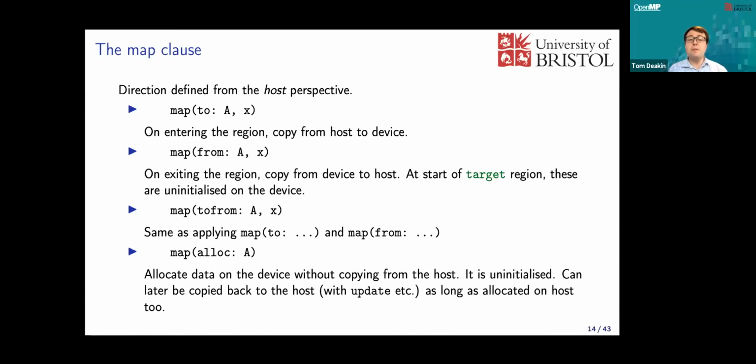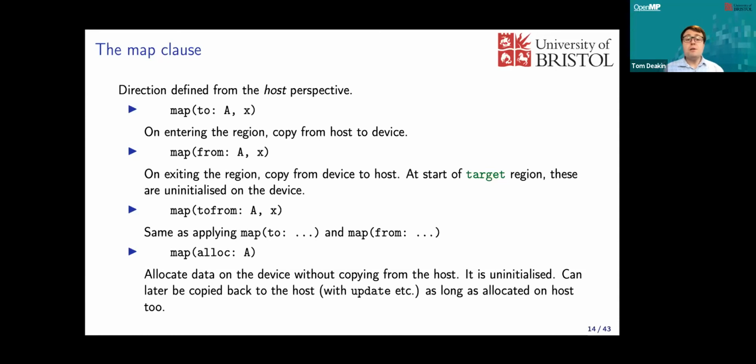Now, sometimes we want this behavior, so we want to copy data to the device, update it, and then bring the updated copy back. And this is where the tofrom mapping comes in. So we could map tofrom the two variables A and X. And this is exactly the same as applying both of those maps together, the map to and the map from.